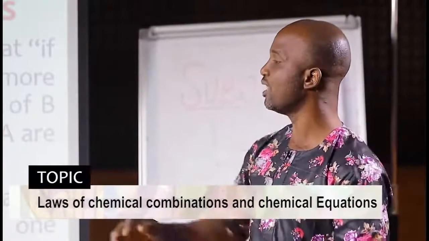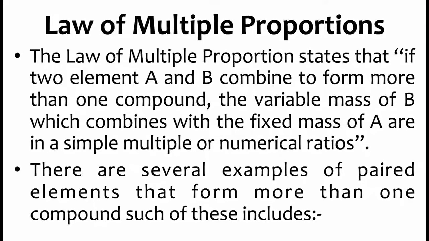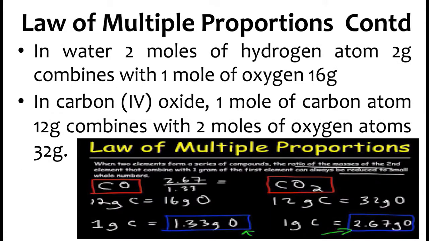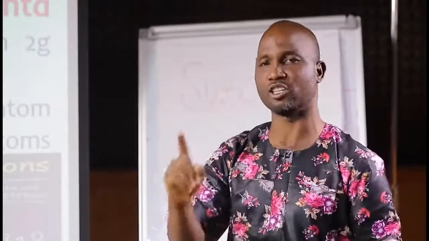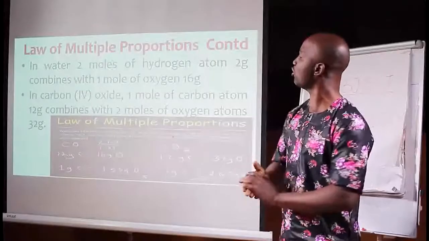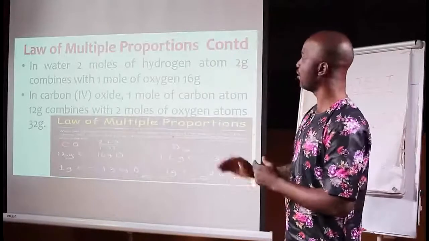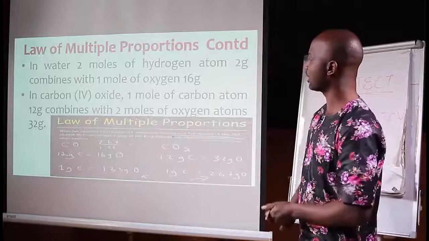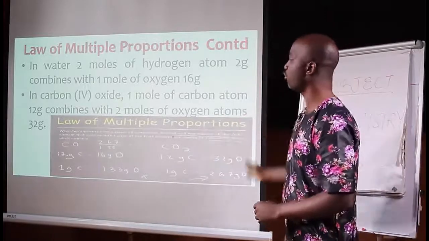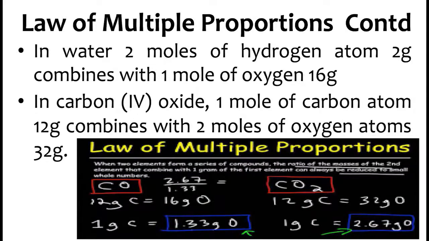As you are going to see, there are so many examples that explain this concept, and these examples are in the case of water, where 2 atoms of hydrogen with a mass of 2 grams combine with 1 atom of oxygen with a mass of 16. So the ratio is 2:16. And if you come to carbon(IV) oxide, where 12 grams of carbon combines with 2 atoms of oxygen, which is 32, you have a ratio of 12:32. This concept explains the law of multiple proportion, as has been illustrated by this diagram.